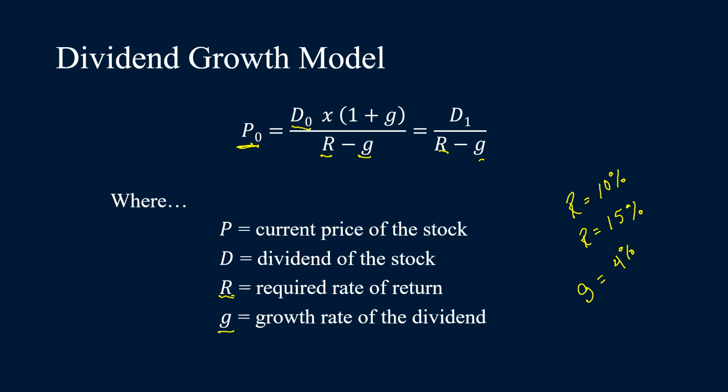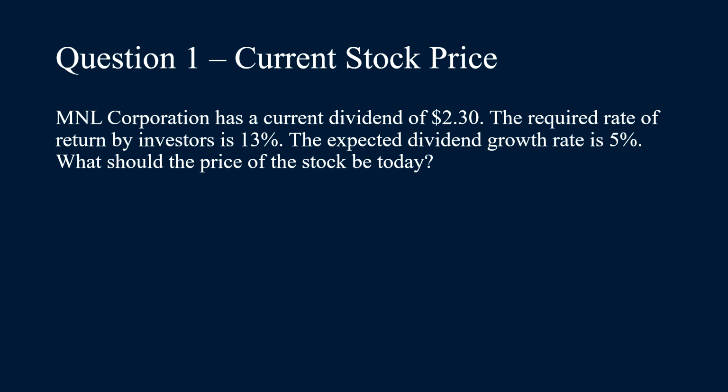All right, let's go to the next slide, and we'll go ahead and start working on the questions. So we have question 1. It says our current stock price. MNL Corporation has a current dividend of $2.30. The required rate of return by investors is 13%, and the expected dividend growth rate is 5%. So what should the price of the stock be today?